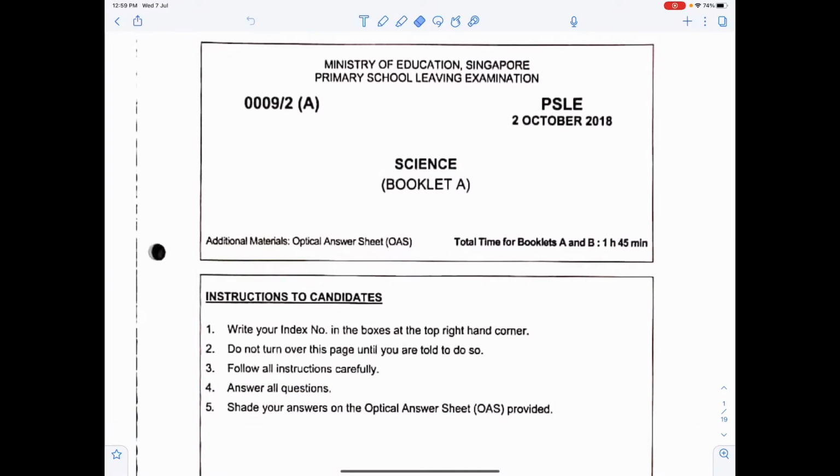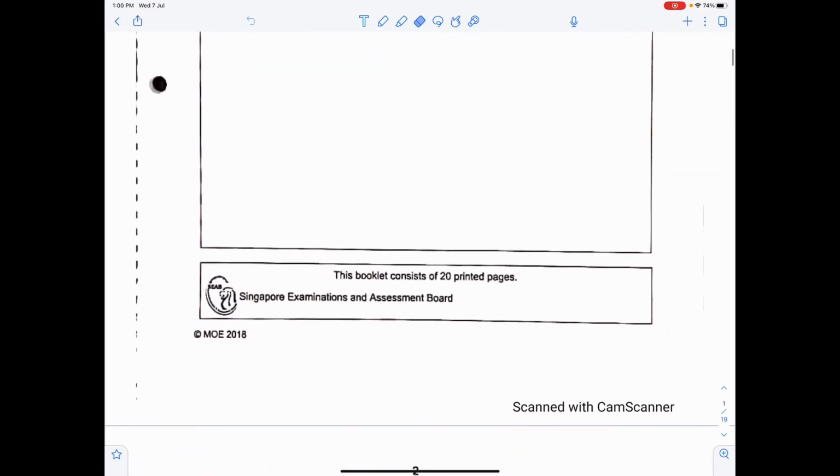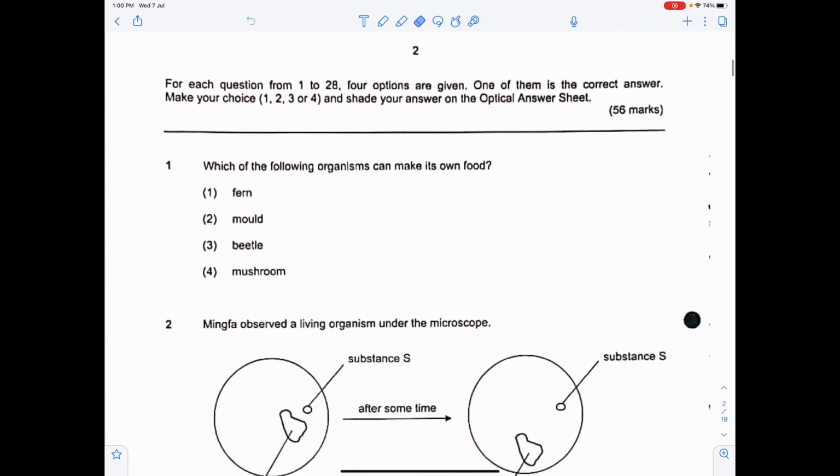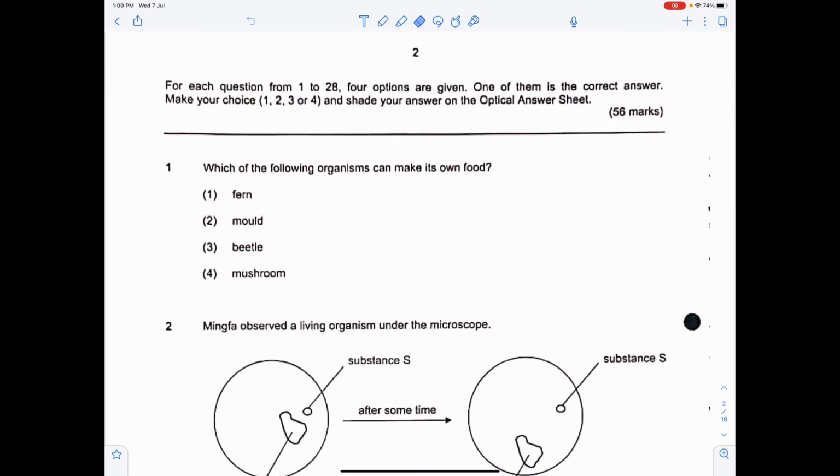Today we'll be going through your PSLE booklet for 2018. Alright, so we're going through booklet A. As always for booklet A, be very careful. Do pay attention to each option that is given because they tend to be very tricky. And it's always the best possible answer. So make sure you go through each of the options and do elimination as needed.